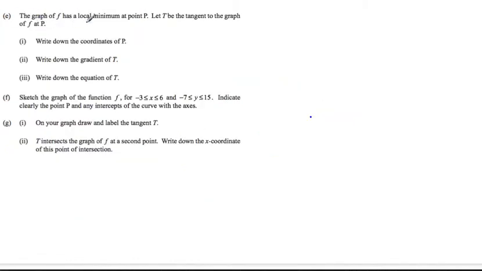Carrying on, the graph has a local minimum. If it has a minimum, that means it has a slope of 0 at exactly that point, at point P. Let t be the tangent to the graph. So now t is going to be the equation of a tangent line at this point P. Alright? So write down the coordinates of P. Well, we know from what we've done that at x equals 2, we have a tangent line slope of 0. So that could be our local minimum.